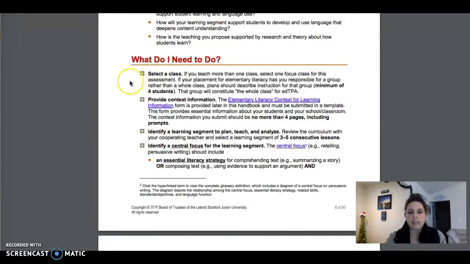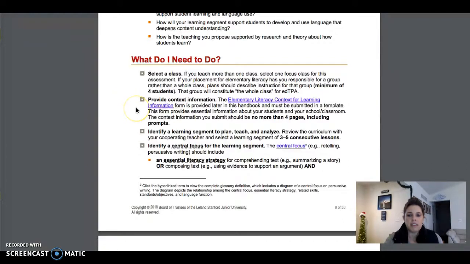So select a class. So here's the great part about this portfolio process. It does not have to be an entire class as we think of a class. So if you pull small groups and you're working with 4 students, 5 students, that can be considered your class. So you could write your learning segment for the small group, and that is considered your class. We actually recommend that to be the case, that you are writing lesson plans for a small group and that small group is considered your class.